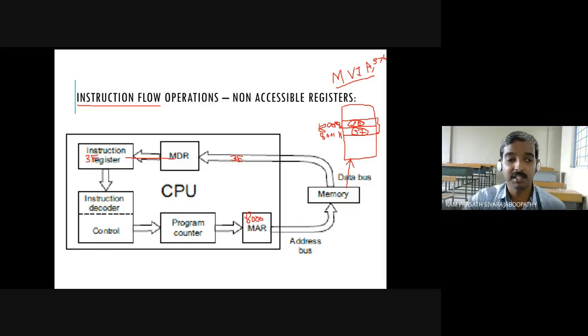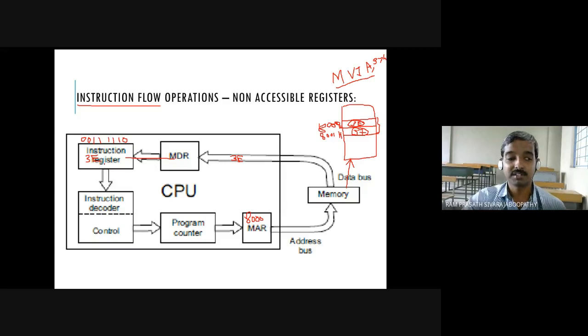So where does 3E get stored? It gets stored in the instruction register. That means 0011 1110, an 8-bit content, is available in the instruction register. Clear? Observe carefully. The program counter will send the address of the instruction to be fetched. It gets stored in the MAR register. From the memory address, we get the code into the MDR register. It will get stored to the instruction register. Clear? Till this process is over, the MDR register value 3E will remain.